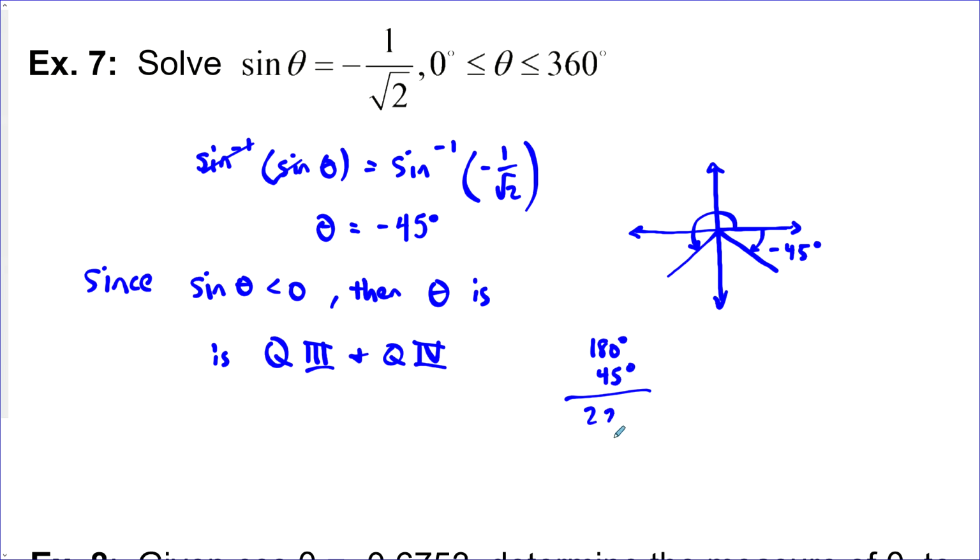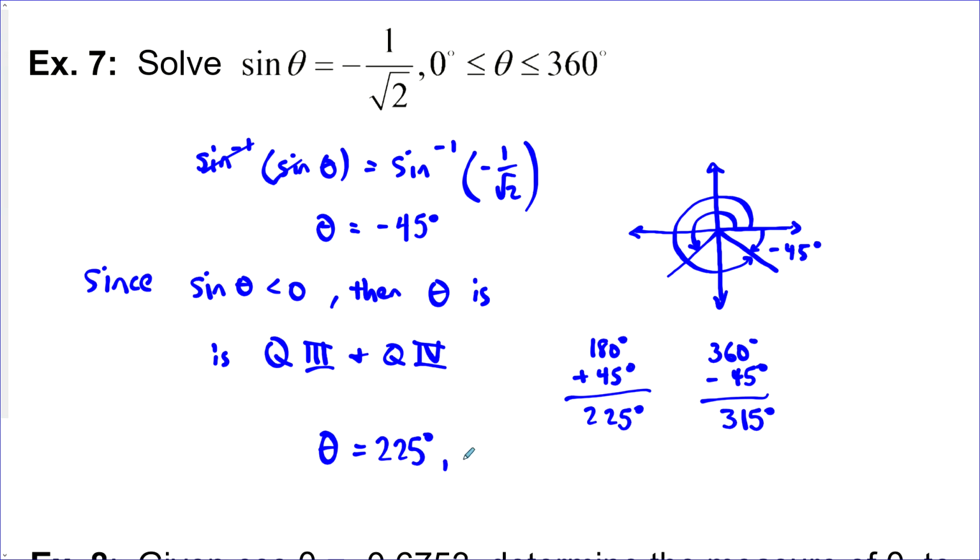So 225 degrees. And then 360 minus 45, 360 minus 45 to get the other answer of 315 degrees. So there's two answers. Theta is equal to both of those.